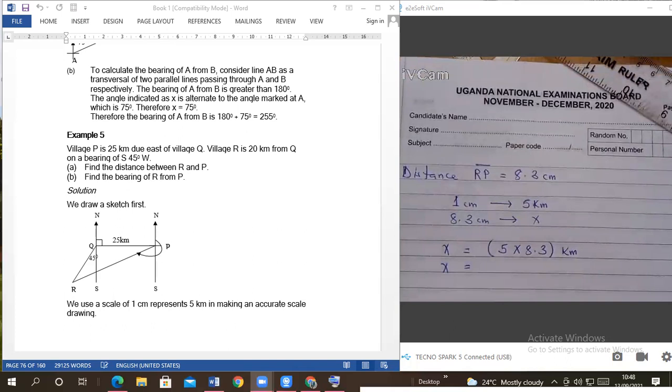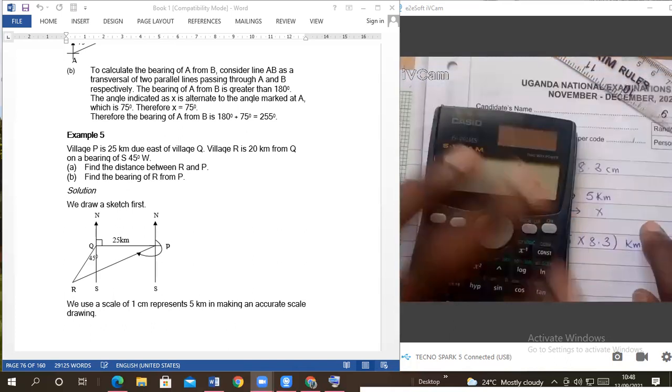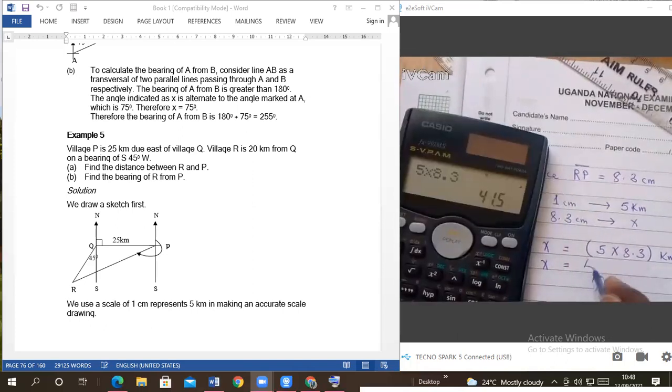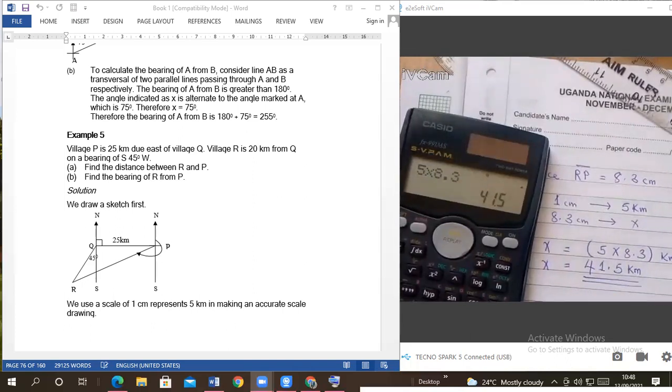So what do we get? 5 times 8.3. We get 41.5 kilometers. Members, have you seen that? Yes.